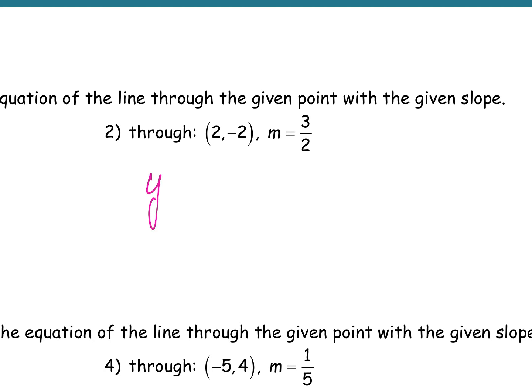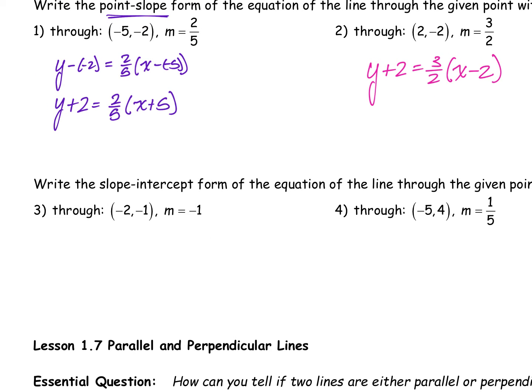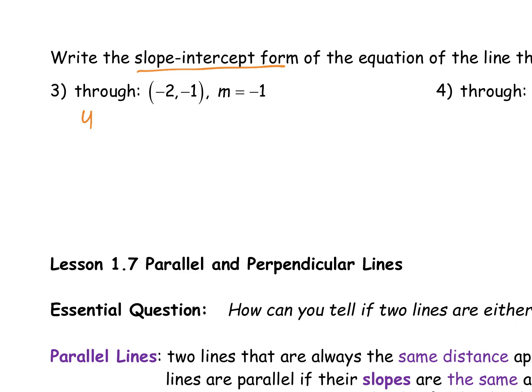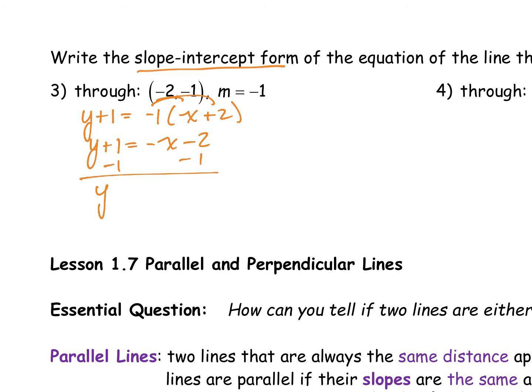So the second one is y plus 2 equals 3/2 times x minus 2. Done. The third one does say put it in slope-intercept form, so now I do have to solve this third and fourth one. Okay? So this one would be y plus 1 equals negative 1 times x plus 2. So distribute. Y plus 1 equals negative x minus 2. Subtract 1. Y equals negative x minus 3.